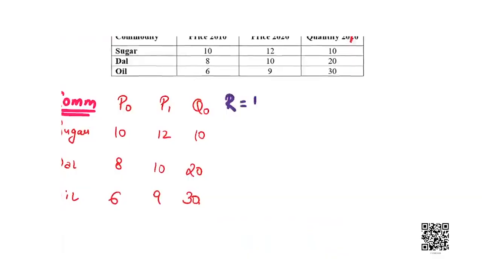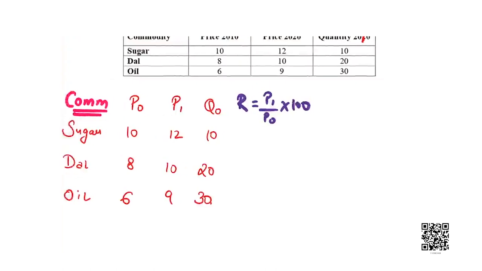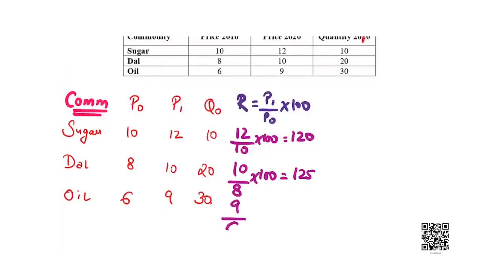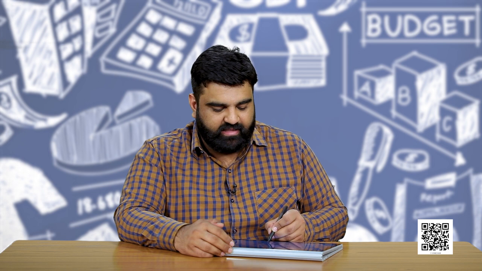So now let us first calculate R. R is the price relative. So we have P1 by P0 into 100. So P1 by P0 will be 12 upon 10 into 100, which gives us an answer of 120. Then we have 10 by 8 into 100, which gives me an answer of 125. Then we have 9 by 6 into 100, and this gives me an answer of 150.